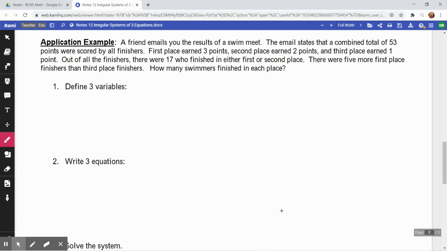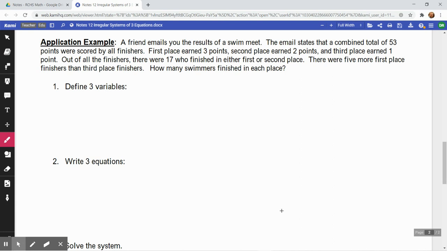In this video, we're going to take a look at applications that involve an irregular system of three equations. And remember, with our applications, the main thing is just to sort through the information first to figure out what it is that you don't know, and then write equations based on those variables.